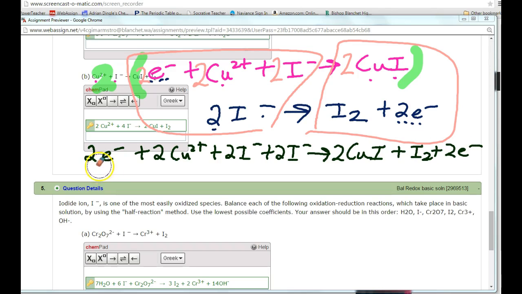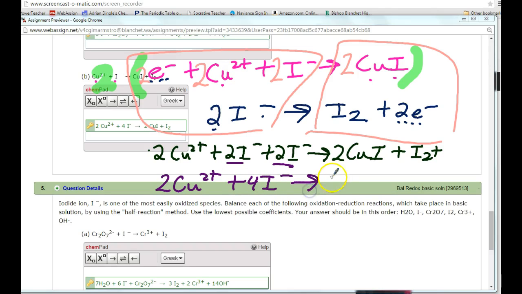It looks like that and that match, so I'm going to erase them. I know on your paper it's not going to be so pretty. And now let me combine some like terms. Let's move to even a new color. So I think those will combine. So we'll have 2Cu 2 plus 4I minus arrow 2CuI plus I2.